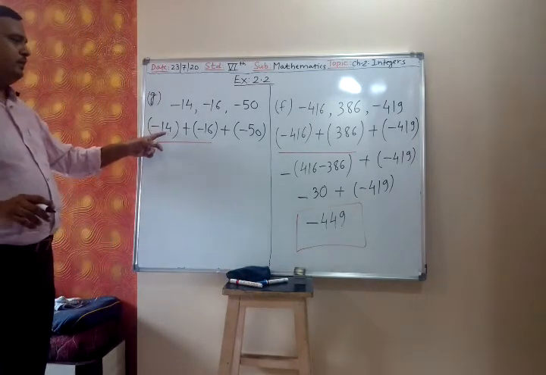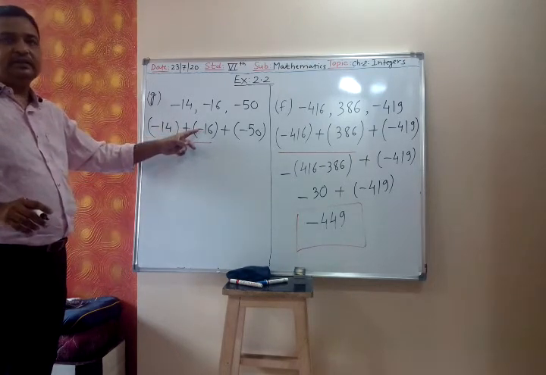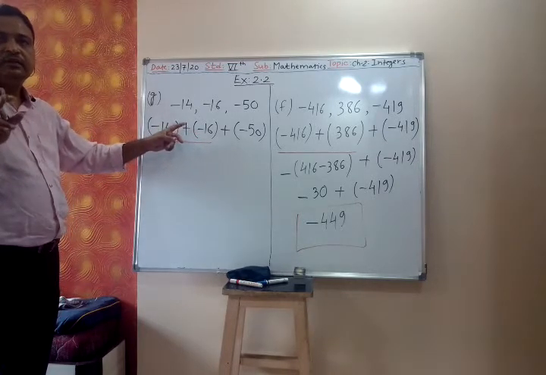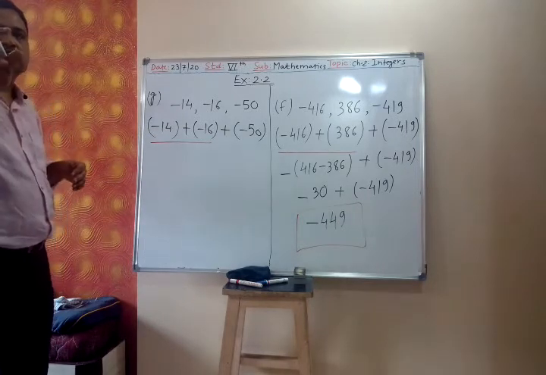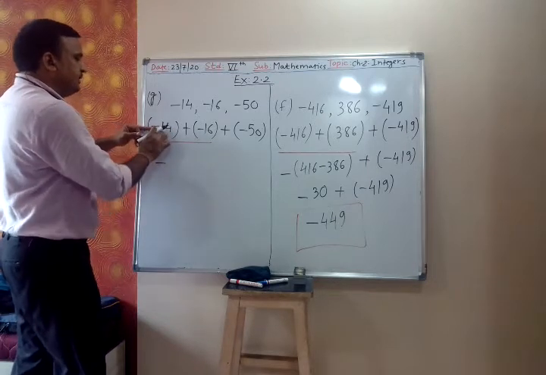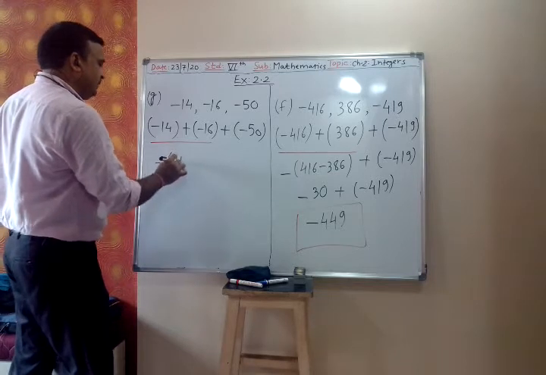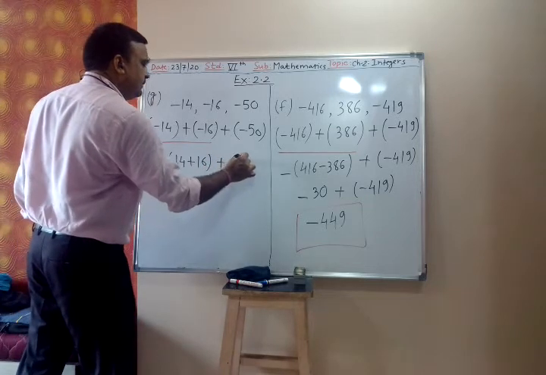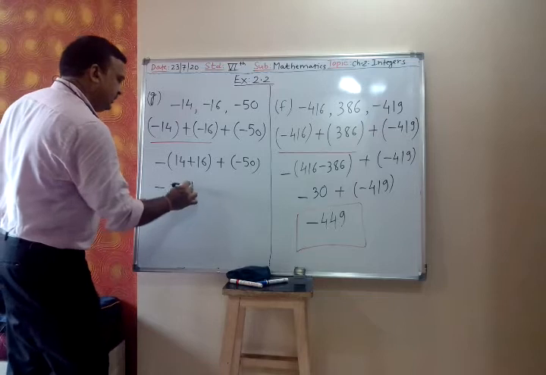What is sign of 14? Minus. What is sign of 16? Minus. Minus minus means same sign. So we take the common sign minus and add the number. 14 plus 16 is 30. Let me write, plus minus 50. So minus 30 plus minus 50.